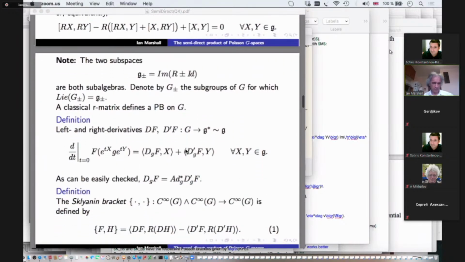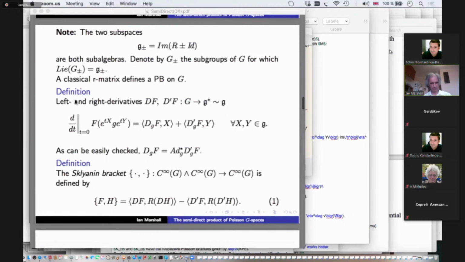Okay. And now these two subspaces, the image of R plus the identity and R minus the identity, are both subalgebras. That's an exercise, it's not very difficult to check. And if I denote by G₊ and G₋ the subgroups of G whose Lie algebras correspond to these two subalgebras, that's a notation I use. And a classical R-matrix always defines a Poisson bracket on the Lie group like this.